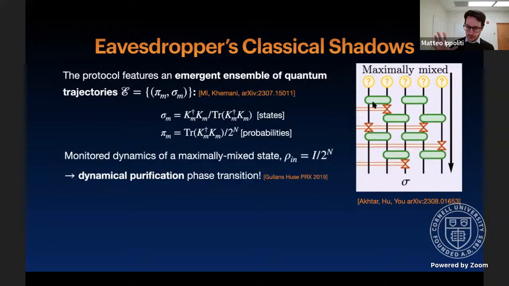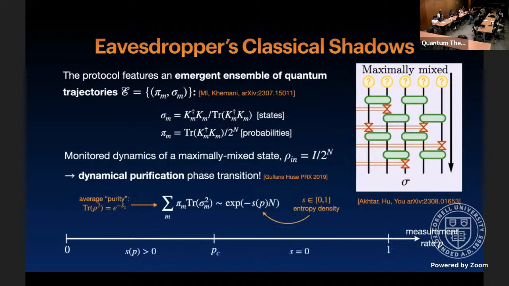And so we are within that framework of dynamical purification that I mentioned towards the beginning of my talk, right? Where this mixed state that we send in may or may not become pure depending on the measurement rate. There is this so-called dynamical purification phase transition.